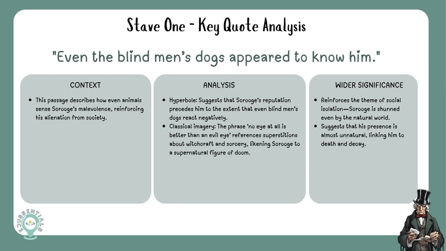Finally, we have "even the blind man's dogs appear to know him". So, contextually, this passage describes how even animals sense Scrooge's malevolence, which reinforces his alienation from society. When analysing the quote, it's a hyperbole. It suggests that Scrooge's reputation precedes him to the extent that even blind men's dogs react negatively.